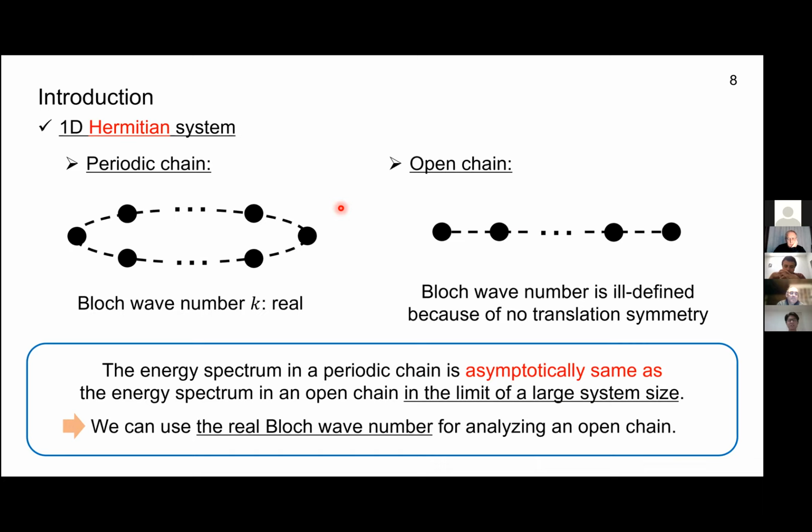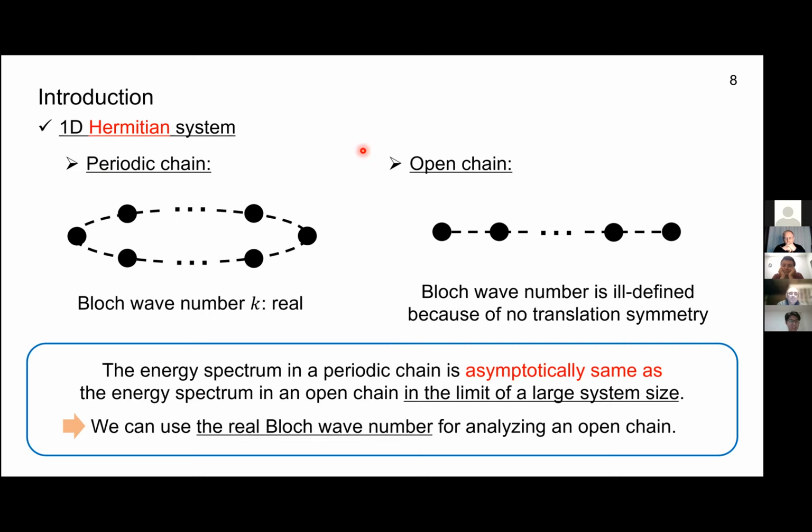The question arises, why does the bulk-edge correspondence seem to be violated in non-Hermitian systems? In order to explain this question, we focus on the periodic chain and the open chain. So first of all, in a one-dimensional Hermitian system in the periodic chain, due to the translation symmetry, we can take the Bloch wave number k to be real. On the other hand, in the open chain, the Bloch wave number is ill-defined because of the lack of translation symmetry. But nevertheless, the energy spectrum in a periodic chain is asymptotically the same as the energy spectrum in an open chain in the limit of a large system size. So we can use the real Bloch wave number for analyzing an open chain.